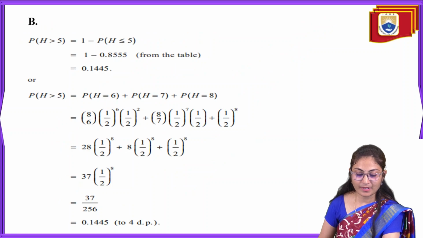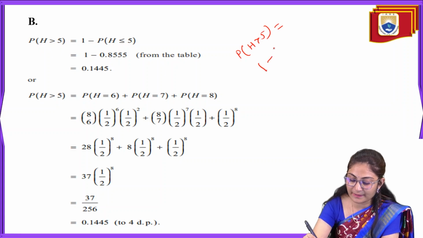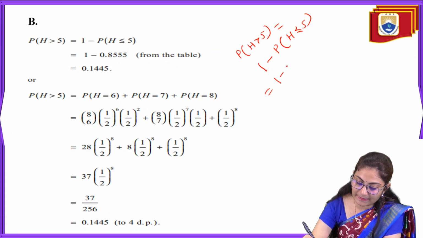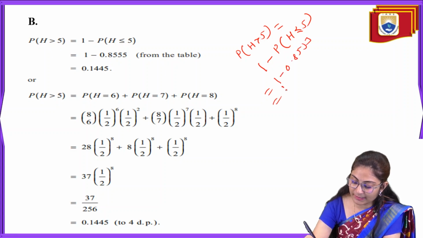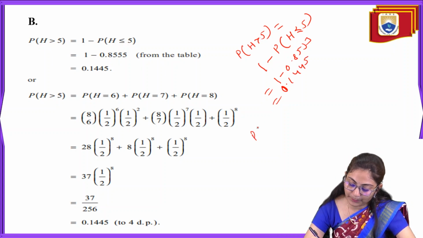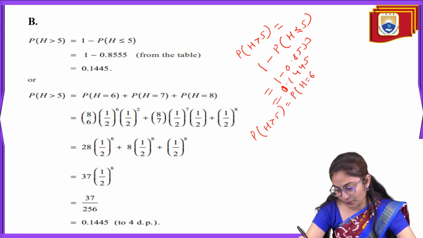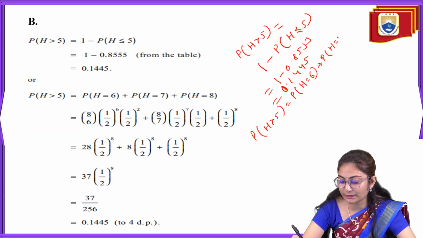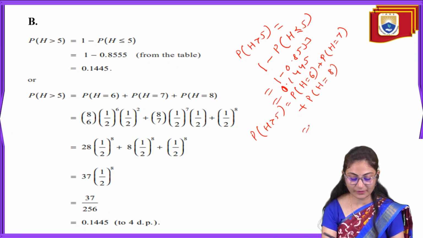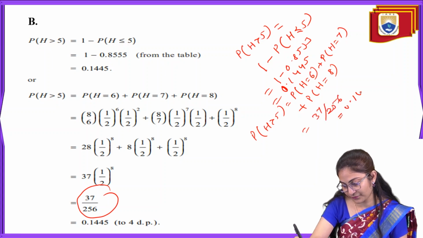Now the next one is to find more than 5 heads. More than 5 heads means P of H greater than 5 is equal to 1 minus P of H less than or equal to 5. So 1 minus 0.8555, you will get the answer 0.1445. Another method is that more than 5 is equal to P of H equal to 6 plus P of H equal to 7 plus P of H equal to 8. Now you can solve it and you will get the answer 37 by 256, that is 0.1445.